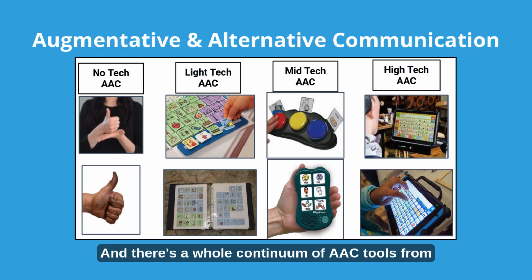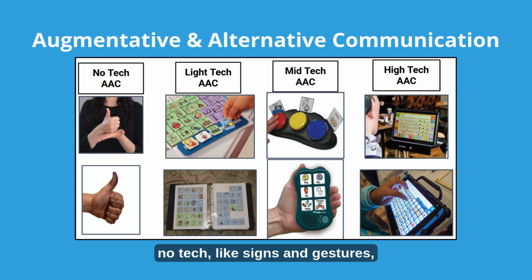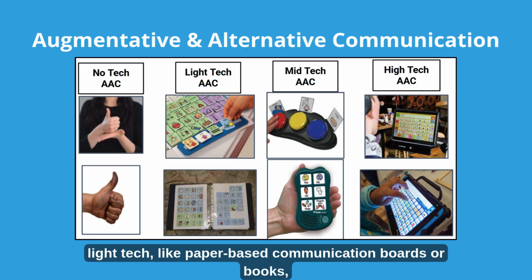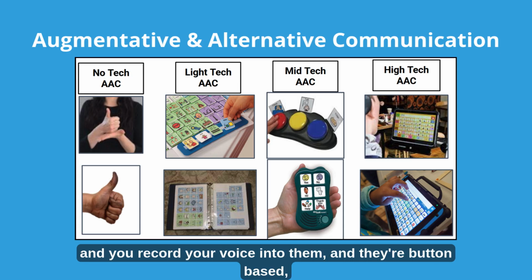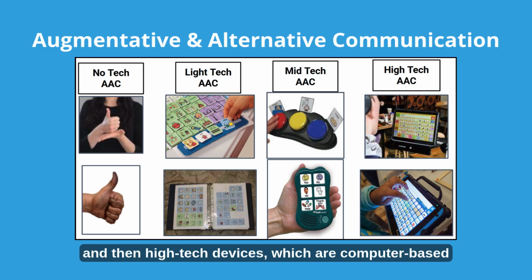And there's a whole continuum of AAC tools from no tech, like signs and gestures, light tech, like paper-based communication boards or books, mid tech devices, which usually have batteries in them and you record your voice into them and they're button based, and then high tech devices, which are computer based and have thousands and thousands of words within them. And really, the high tech is the gold standard.